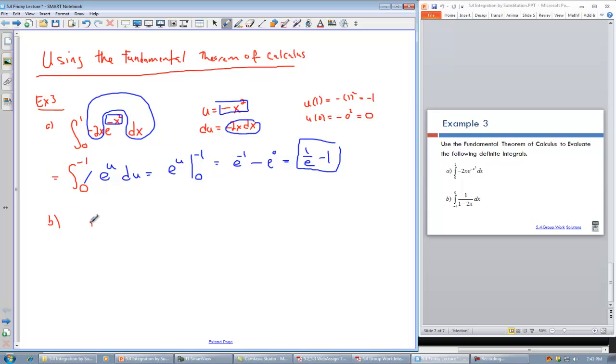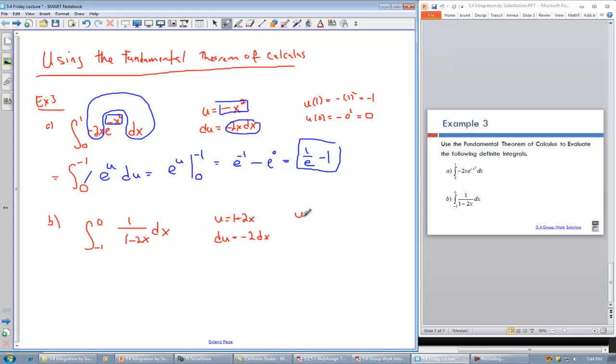On this one, I have the integral from minus 1 to 0 of 1 divided by 1 minus 2x dx. And so I'm going to let u be equal to 1 minus 2x. Then du is going to equal a negative 2 dx. Right, remember the derivative of a constant is 0, and then the derivative of negative 2x is just minus 2, and I put the dx on the end.